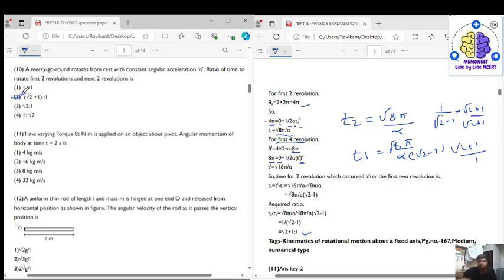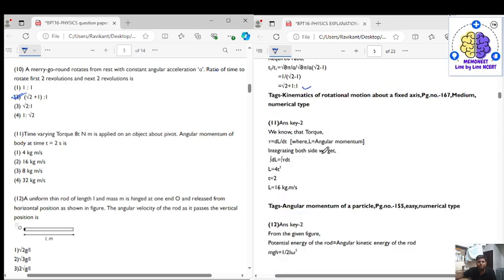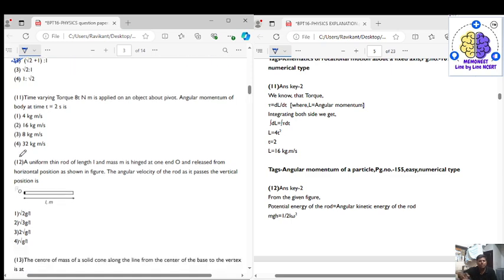Now let's come to question number 11. Question number 11 says a time varying torque 8t is applied on an object about a pivot. Find the angular momentum of the body at time t equals 2 seconds. So the torque tau is given as dL by dt. The rate of change of angular momentum is equal to the torque applied on the body. So from here we can say tau dt equals dL. Integrating both the sides, we will get L equals integral tau dt. And tau is what? 8t.